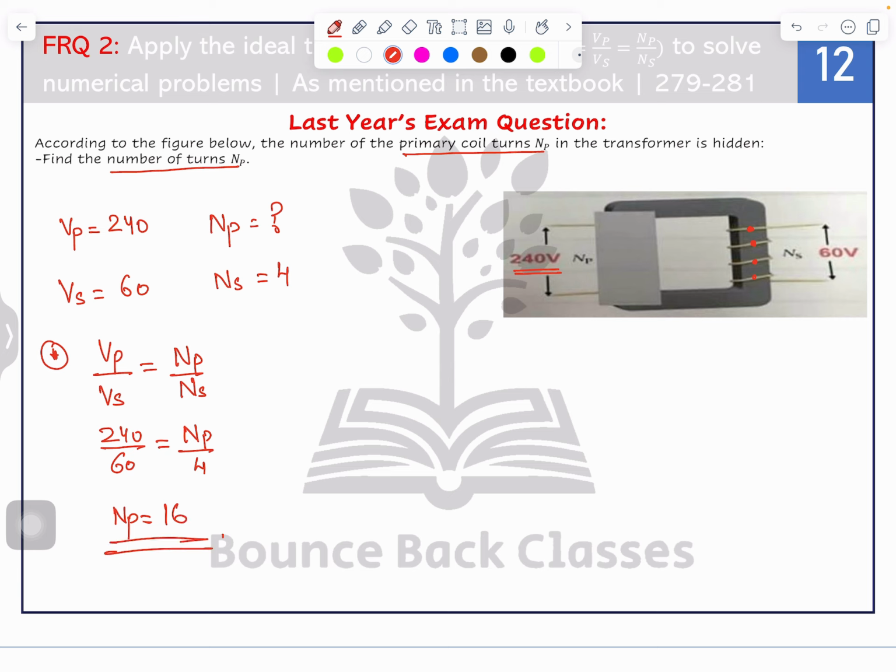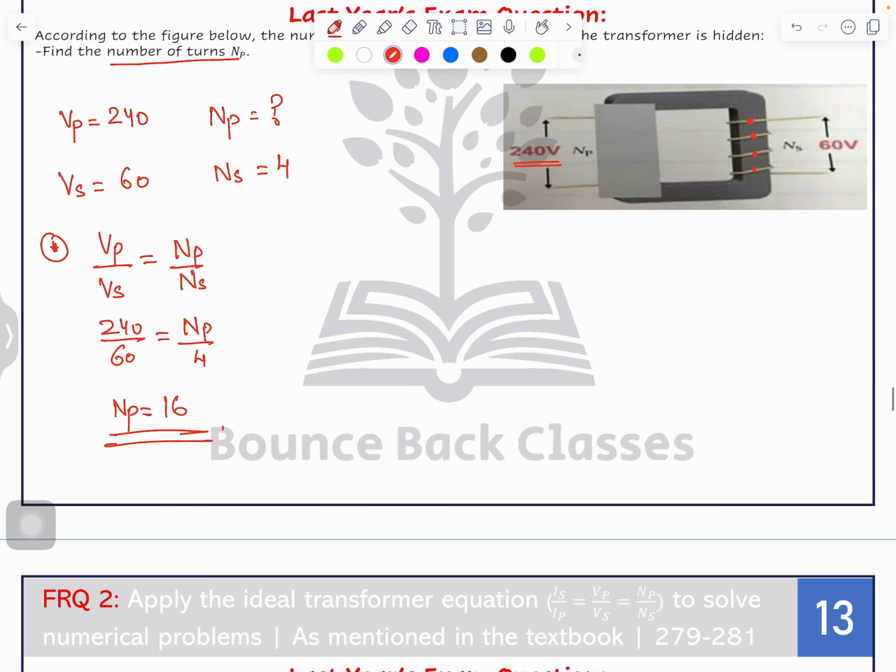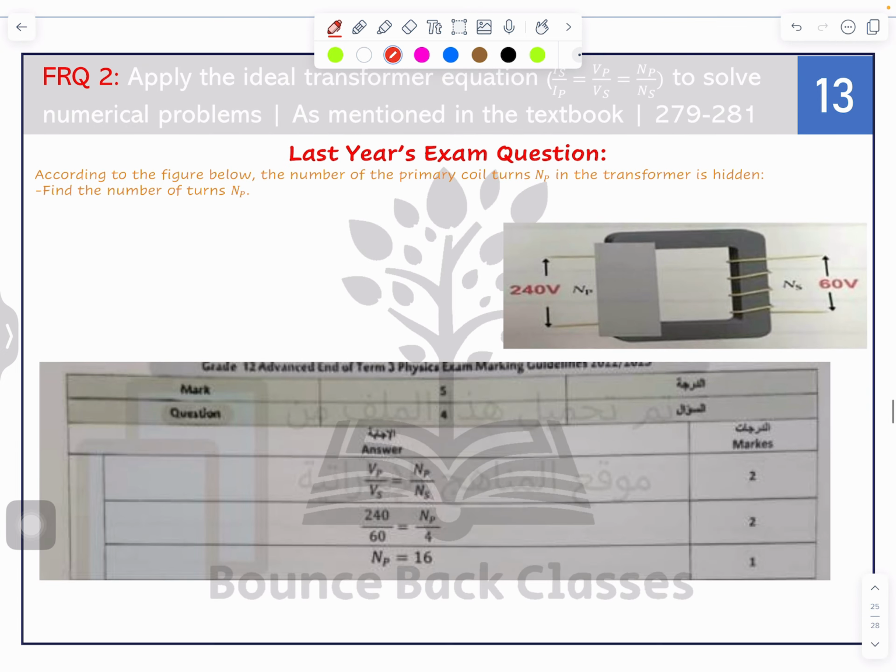Clear? And guys, this is the same question which was asked last year for 5 marks. I just added the solution showing how they give you the marks: 2 marks for this step, 2 marks for the next step, and for the final answer you have 1 mark. In this way you have to solve your answers, so that you know in which step you will get particular marks. When you write the right formula, you will get 2 marks. If you place the right values, you will get 2 marks. Final solution, 1 mark. Like this, your scores are added.